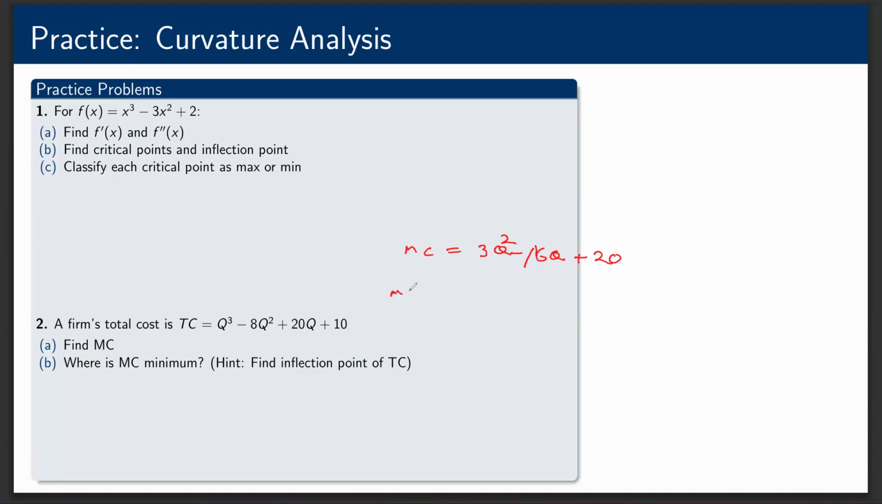For minimum, what do I do? Put change in MC due to change in Q equal to 0. So find out the derivative of MC. It will be equal to 6Q minus 16.